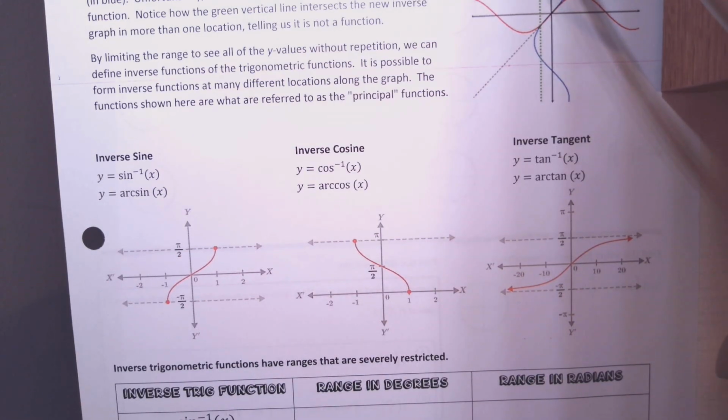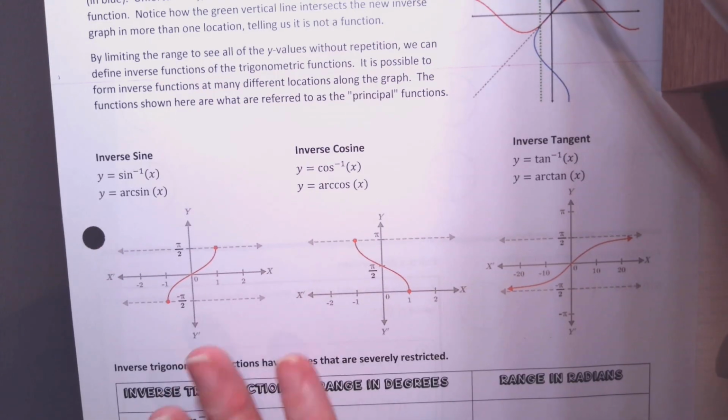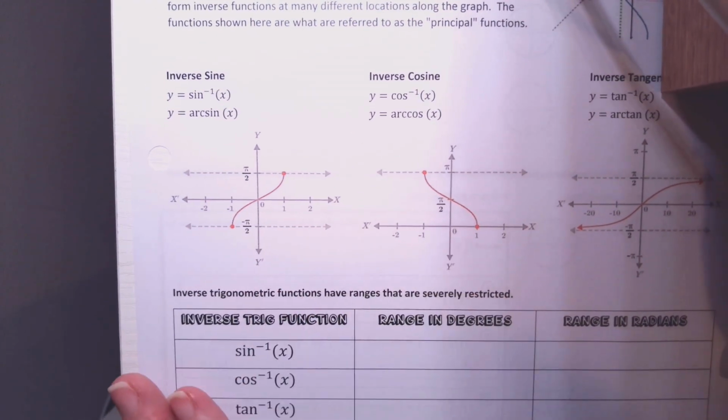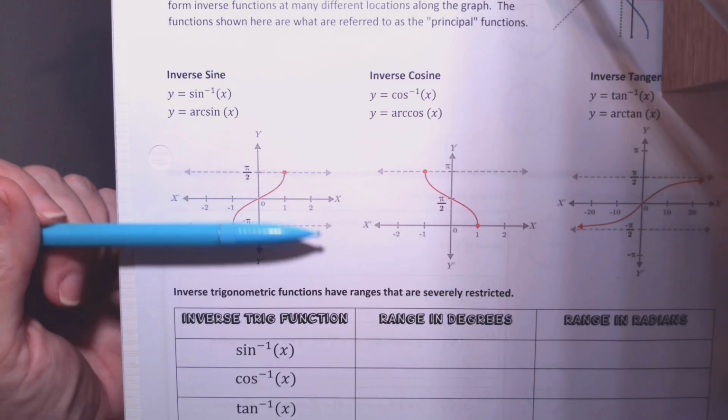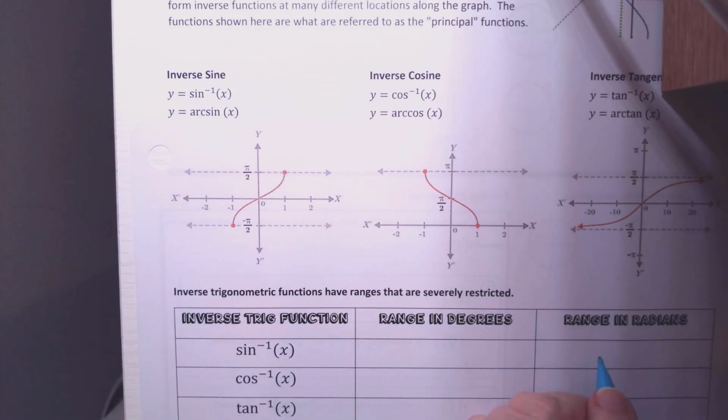So we're going to start by looking at what the ranges would be for our inverse trig functions. Okay, and we're just looking at the range because the range is what we're going to use to help us solve problems. So starting with the range for inverse sine, the lowest to highest would be negative pi over 2 to pi over 2.